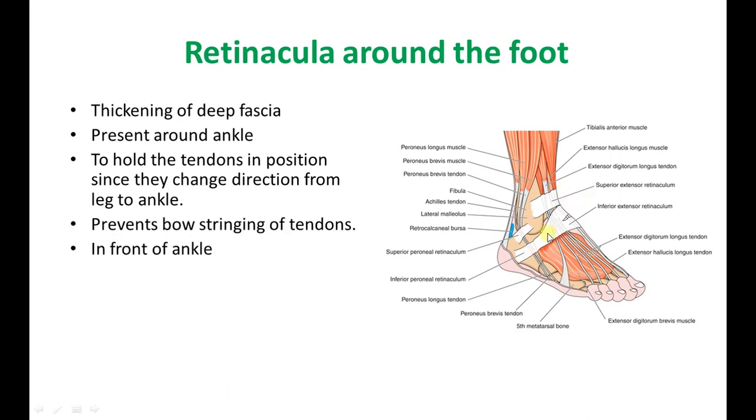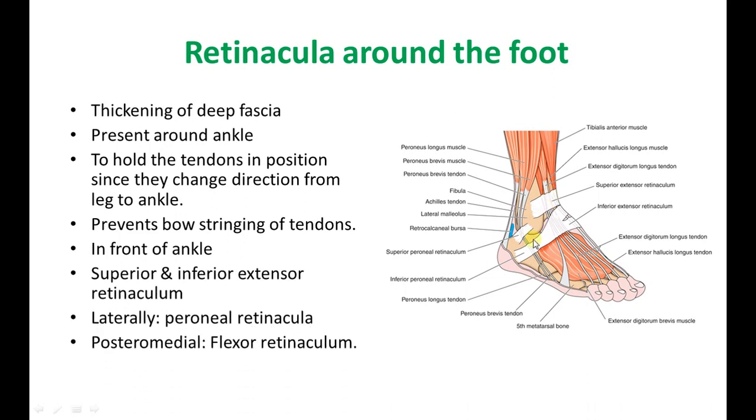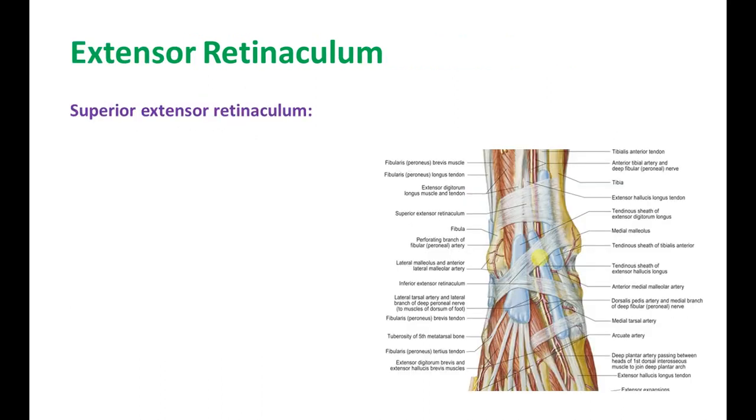In the front, mainly in the foot, you see the inferior extensor retinaculum, and in the lower part of the leg you see the superior extensor retinaculum. Laterally you see the superior and inferior peroneal retinaculum, and posteromedially you see the flexor retinaculum. Here you are able to see the superior extensor retinaculum, which is a modification of the deep fascia of the leg.